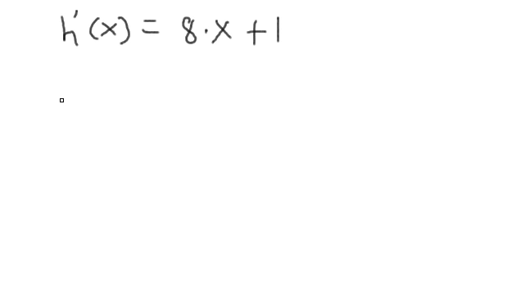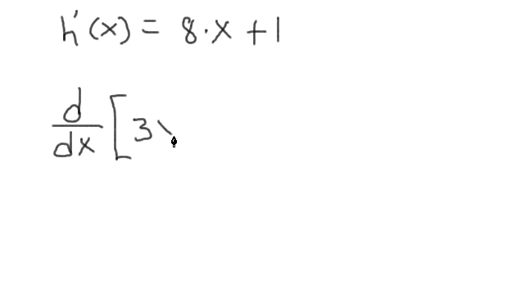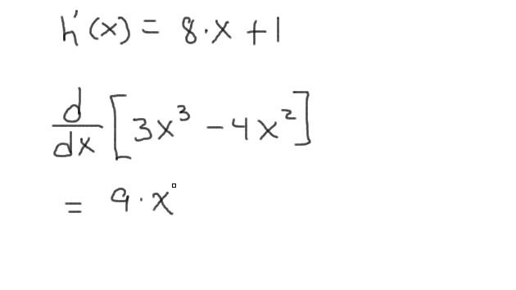Moving right along. Alright, let's say we were asked, we're going to use this notation this time, x to the third minus, let's say, 4x squared. Alright, so we're going to take the derivative with respect to x. So 3 times 3 is 9, subtracting 1 from the exponent. And 2 times 4 is 8. So there's our derivative: 9x squared minus 8x.